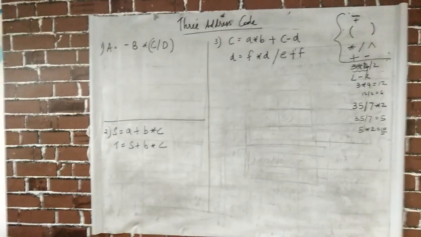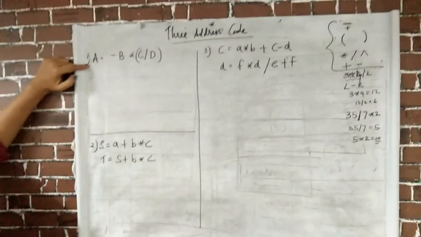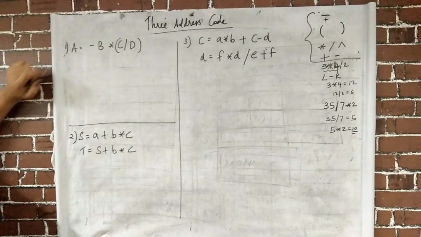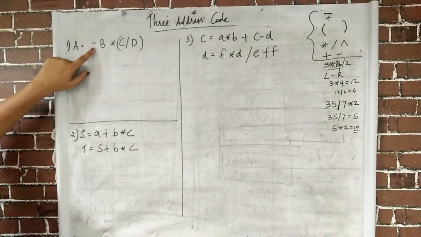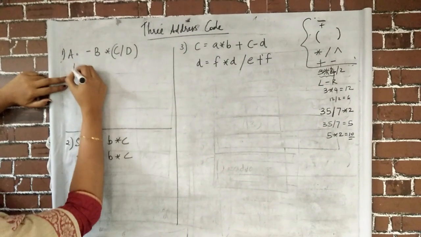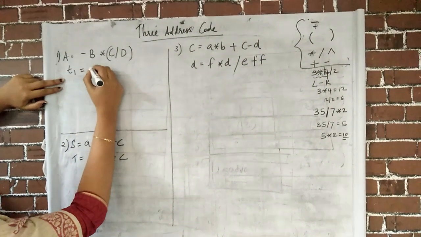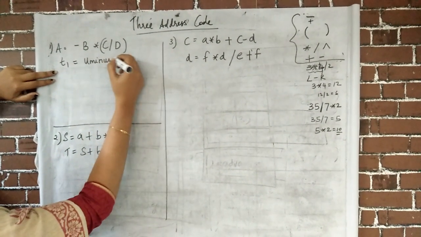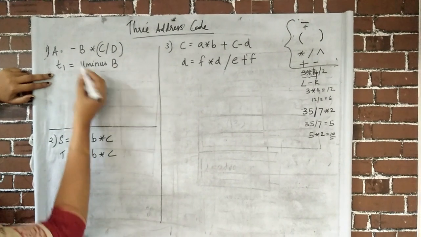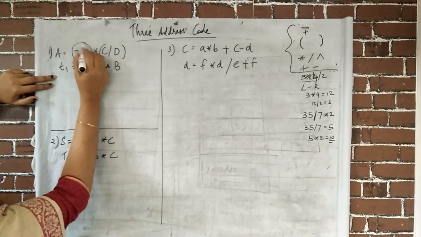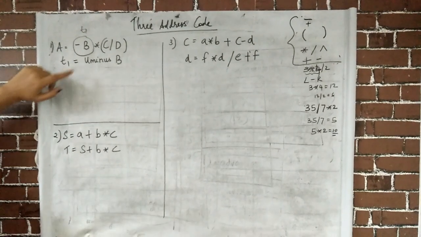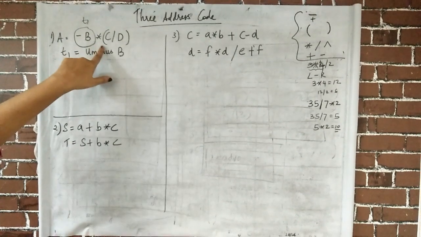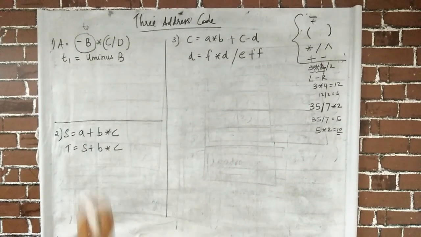Now let us construct the three address code. We are given an arithmetic assignment statement, A is equal to minus B star C by D. Here we can see that there is a unary operator, so first let us compute that. Temporary variable T1 is equal to U minus, or unary minus, B. So we have computed this, and the result is now available in T1. Next we have star and division operations, and you have something in brackets, so first we have to compute whatever is available in the brackets.